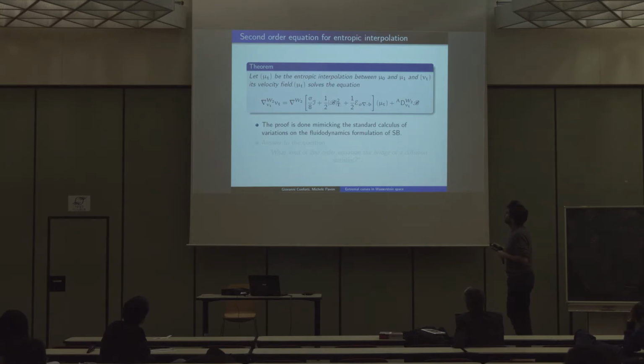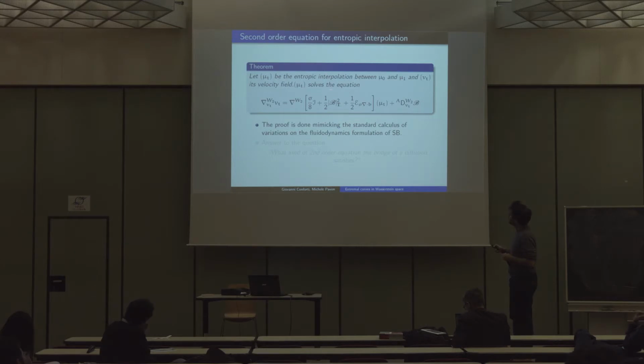So let me just comment a bit on these three terms. You see that if you take a Brownian motion with very low variance, so you let sigma go to 0, this term will vanish. And this exactly explains the fact that the entropic interpolation goes down to the displacement interpolation when you have a low variance.